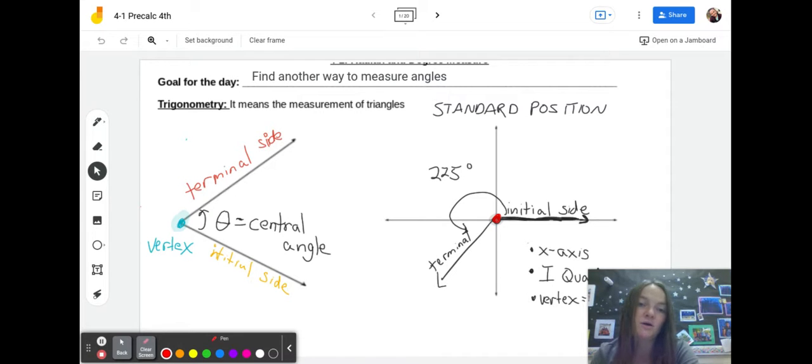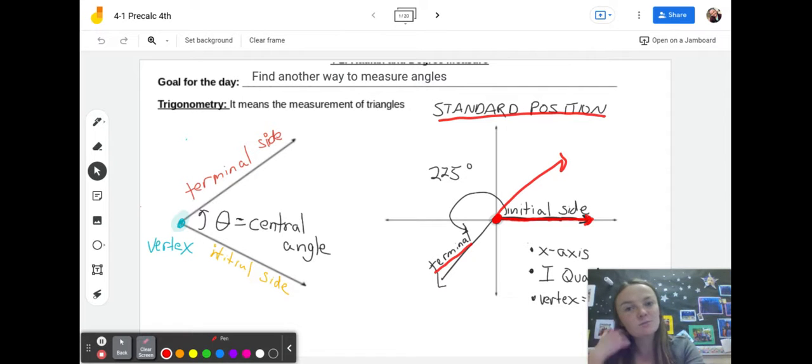In order to create what's called an angle in standard position, you're going to create first your vertex on the origin. From there, you're going to go onto the x-axis towards the first and second quadrant and create a straight line. And then from there, you create your angle. You can create any angle you want. I created an angle of 225, but you could create an angle of 45 degrees. Either way, this last ray that you're drawing is called the terminal side, while the first ray you drew on the x-axis is called the initial side.